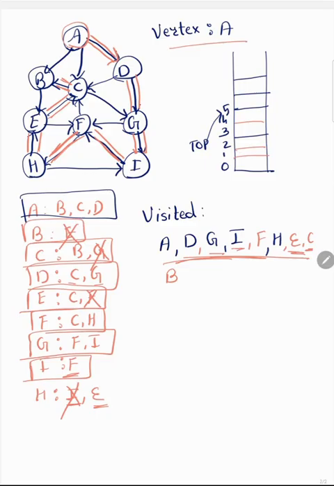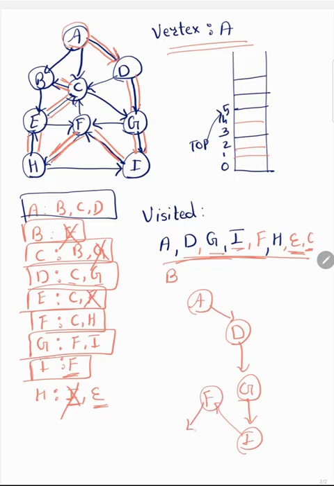So this is the thing you have over here. If you start from the vertex A, you will have this sequence, and if you go for the DFS tree, from A you go towards D, from D towards G, from G towards I, from I towards F, from F towards H, from H towards E, from E to C, from C to B. So this is your DFS tree. I hope you understood it.